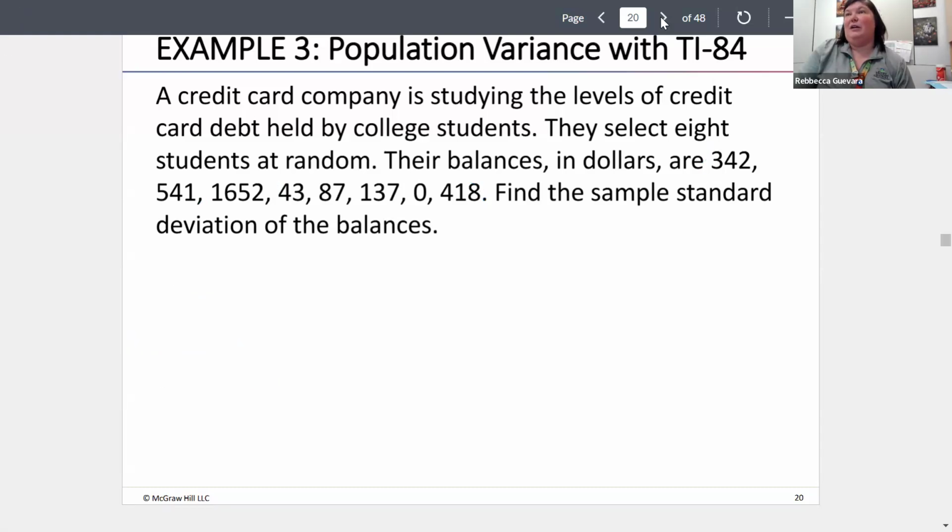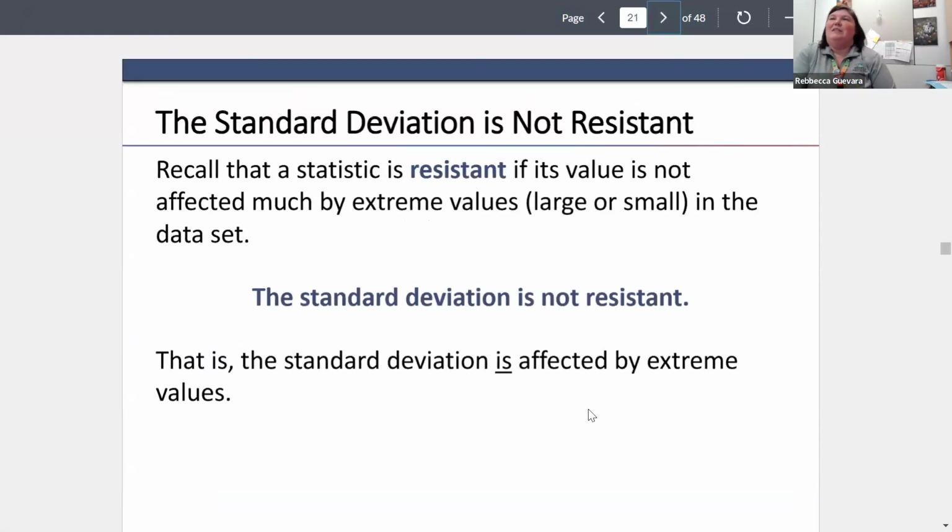That's going to bring us to this part here. Standard deviations are not resistant to outliers, just like means are not resistant. Recall a statistic is resistant if its value is not affected much by extreme values, extremely large or extremely small values in the data set. The standard deviation is not resistant. That is, standard deviation is affected by extreme values. And that's partly because means are not resistant.